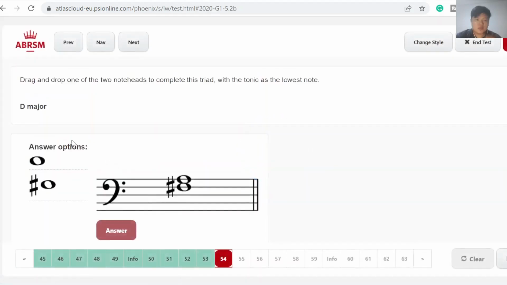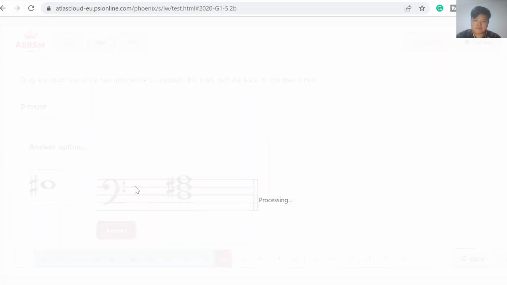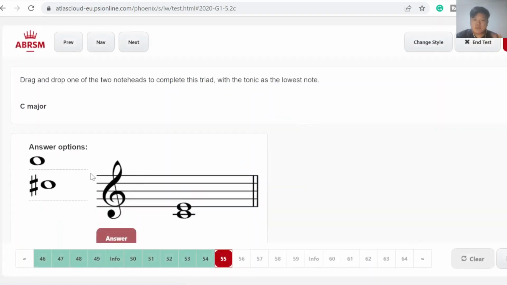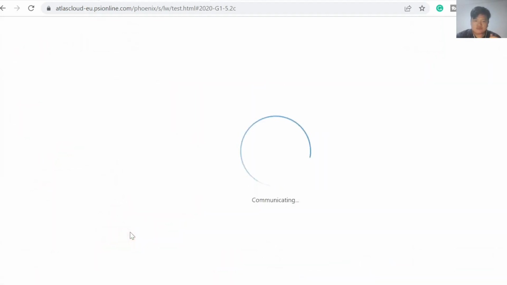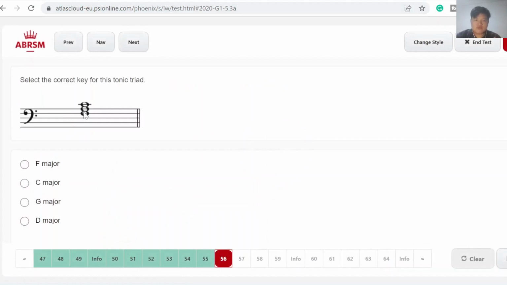Okay, next one we got a D major. D major will do D, F sharp, A. They put the F sharp and A already here, so we need to put one D note here. Next one, C major: C, E, G. Yep, we have a C, E, G. Next we have F, A, C, correct? So it should be an F major. It can't be C major, because C major will start with C, G major will start with G, D major will start with the D, correct?